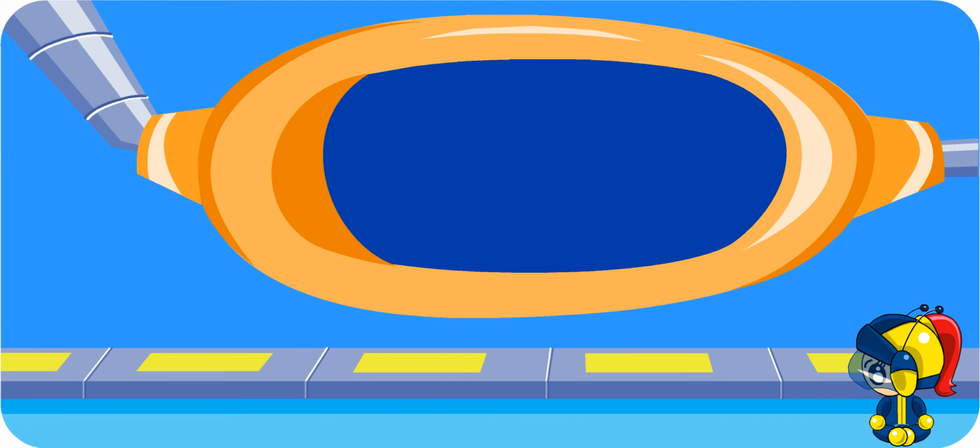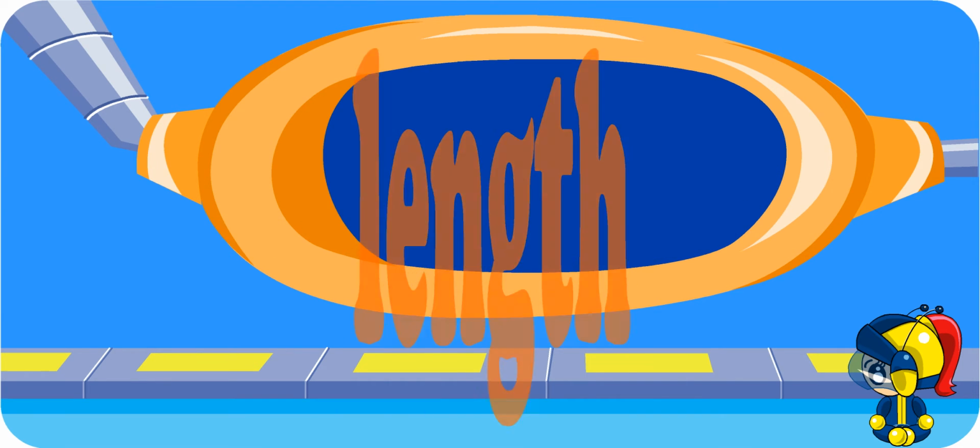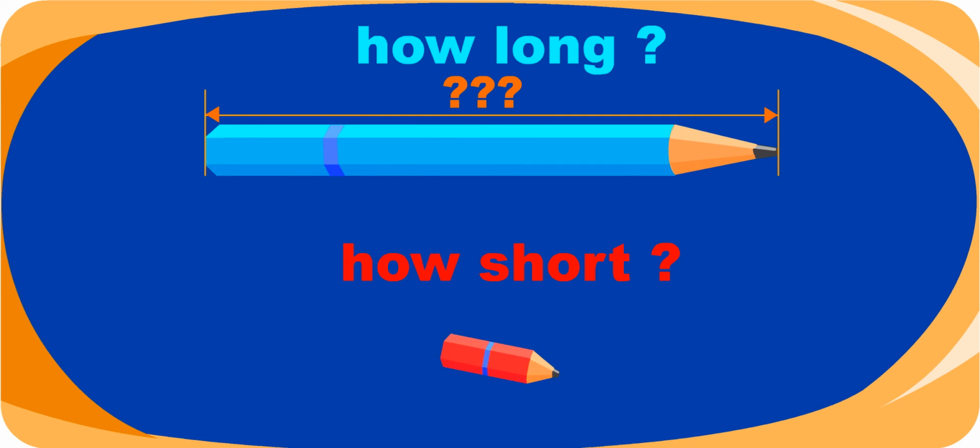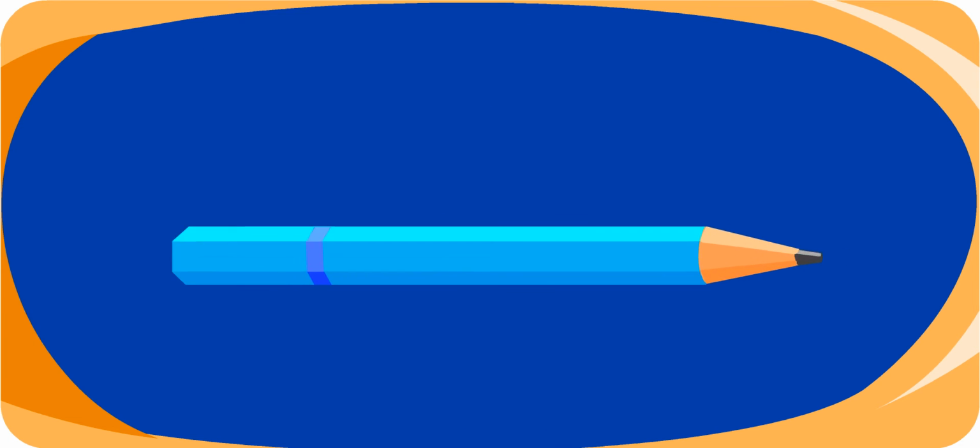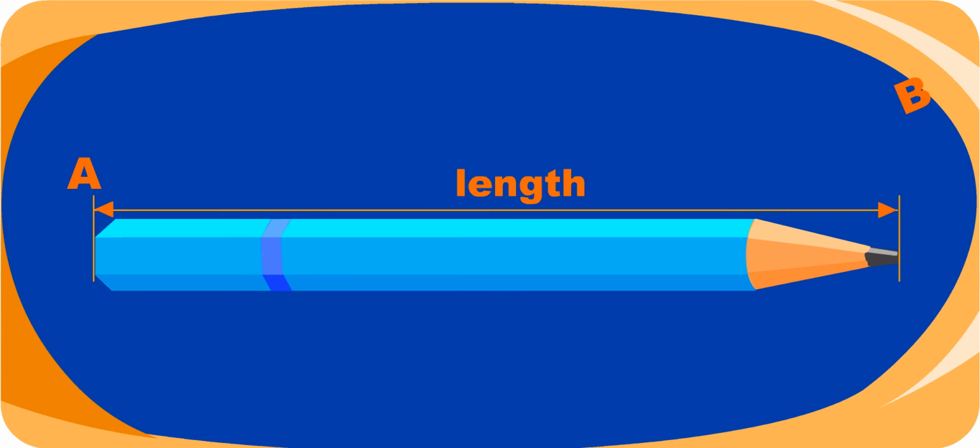Hello, today we are going to learn about length. When we find out how long or how short an object is, we are finding its length. I see. So, the length of my pencil is from A to B.